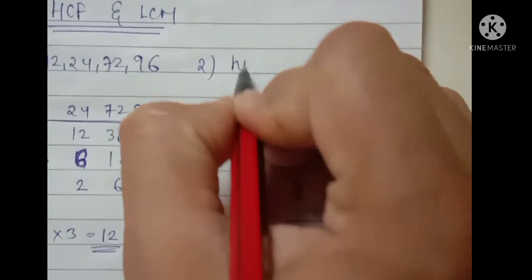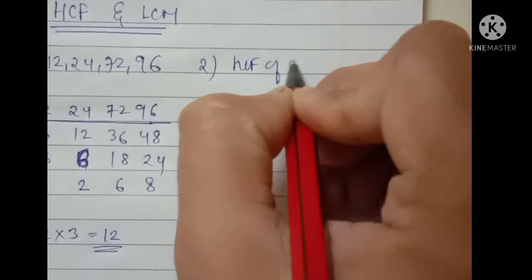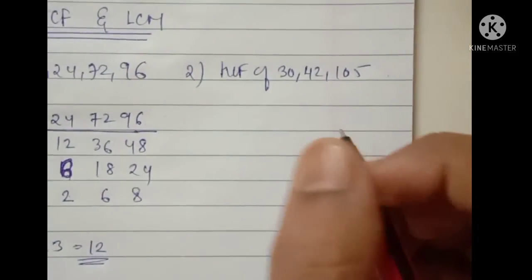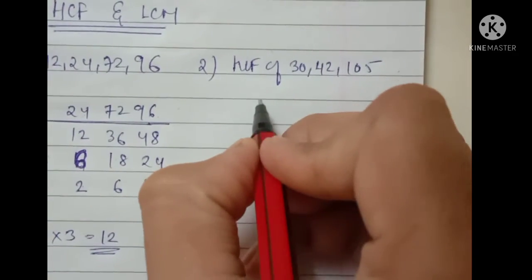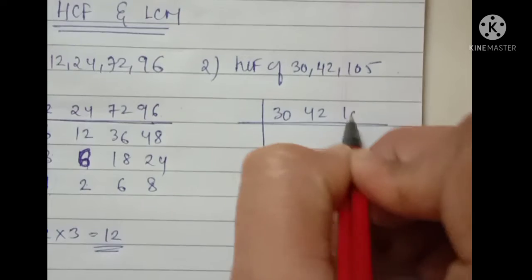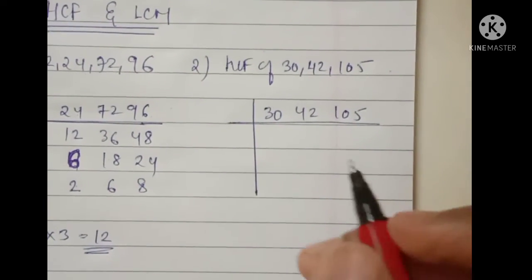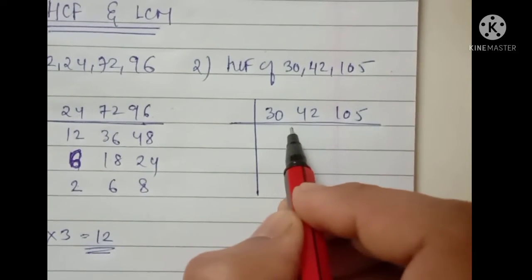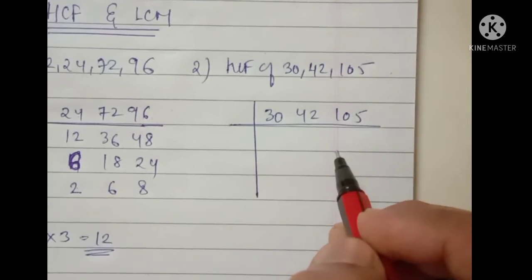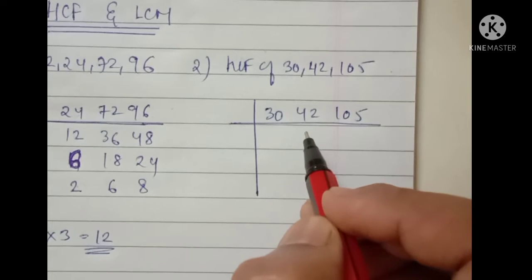Second question is HCF of 30, 42 and 105. So again you need to draw this. Clear? Now see, in this case I can't choose 2 because 105 is not a multiple of this. Then I will see that 3 is a multiple.